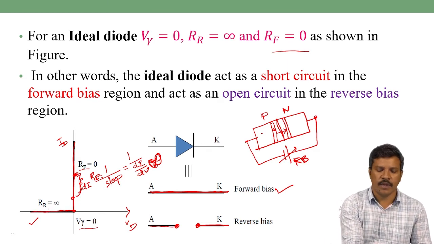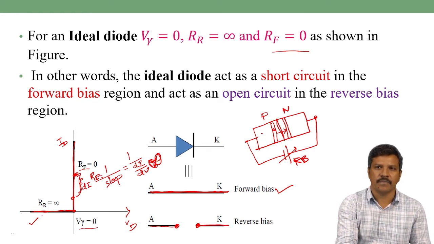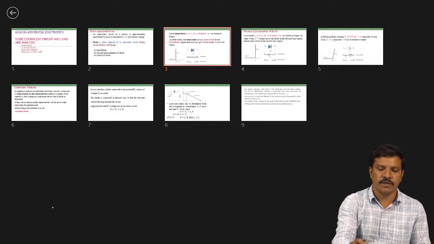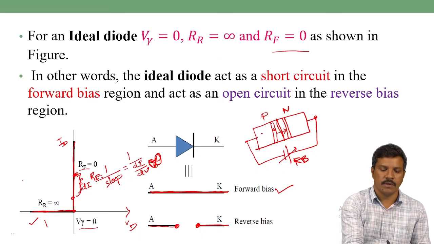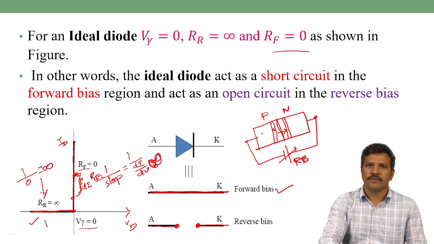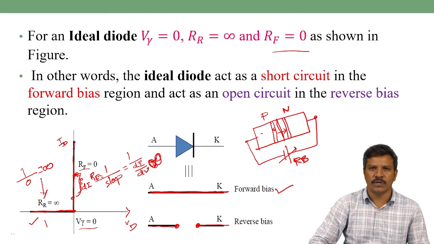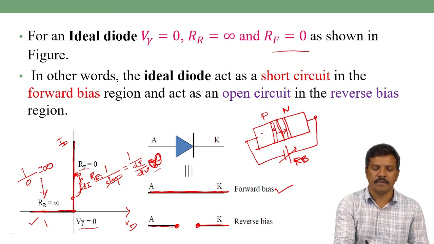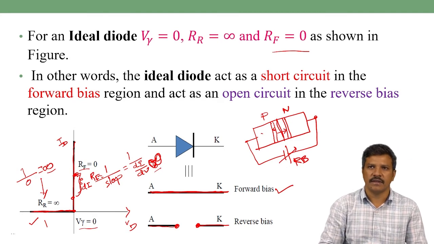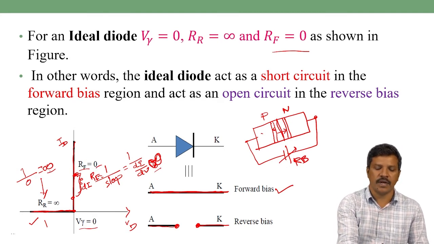Similarly, what is the slope here in this reverse bias characteristic? The slope will be 0, so 1 by slope will be infinite. So for an ideal diode, the three important approximated values are: junction barrier voltage is equal to 0, forward resistance is 0, and reverse resistance is infinite.